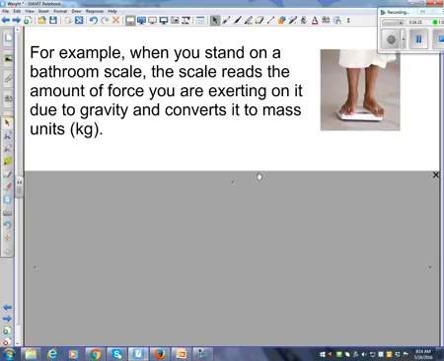So for example, when you stand on a bathroom scale, and you need to draw the picture, so why write every word? The scale reads the amount of force that you're exerting on it due to gravity, and most scales will convert that to mass units, kilograms, or many of you in pounds, right? Technically a weight unit. If you are filling air in your tire, what's the units? Anyone know? PSI. Pounds per square inch, Dan. And pounds refers to force, not mass. Per square inch, right? PSI, pounds per square inch.